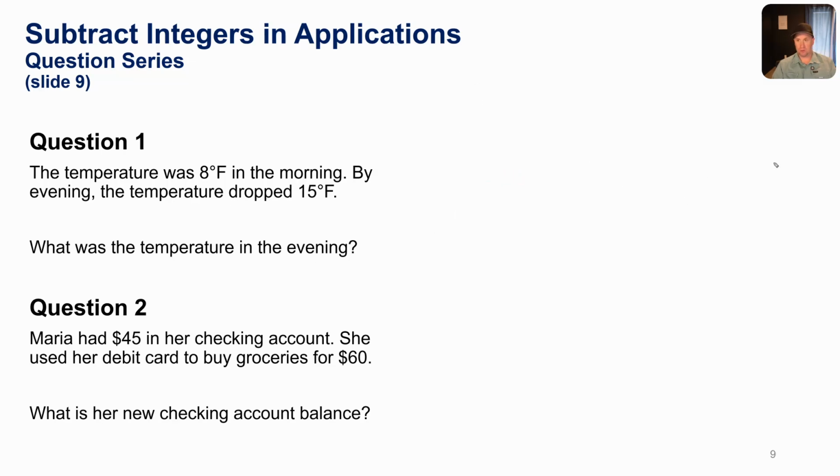Question number 2. Maria had $45 in her checking account. She used her debit card to buy groceries for $60. What is her new checking account balance? So in this case, Maria is in the positives currently. She has $45 in her bank account. She then uses her debit card to buy groceries for $60, meaning she spent $60. So she is spending more money than she actually has. So we know we're going to be in the negatives then.